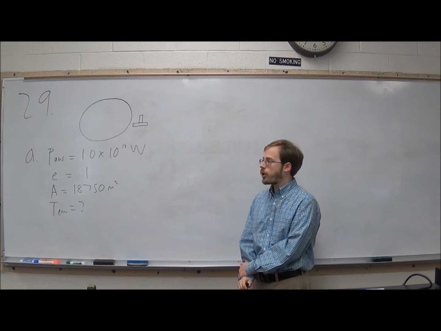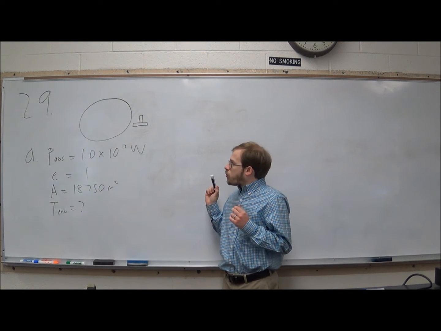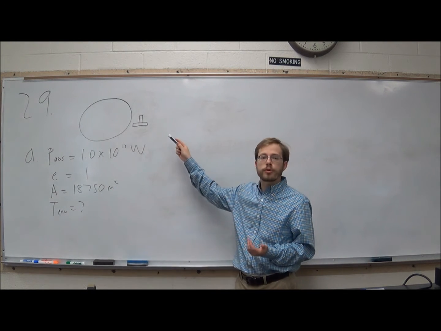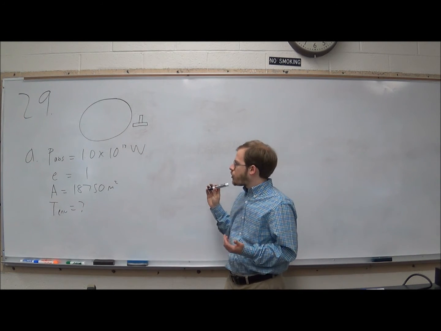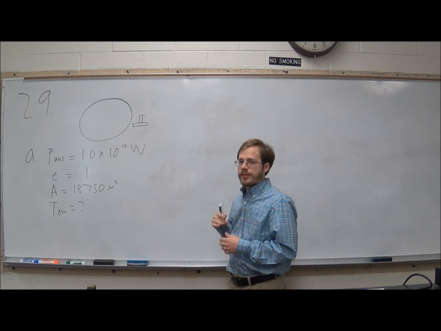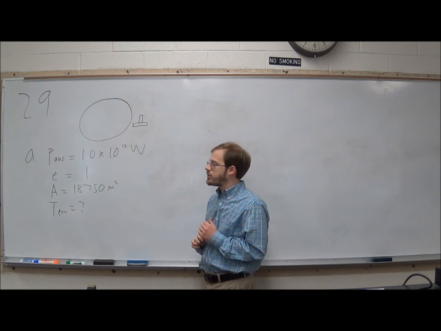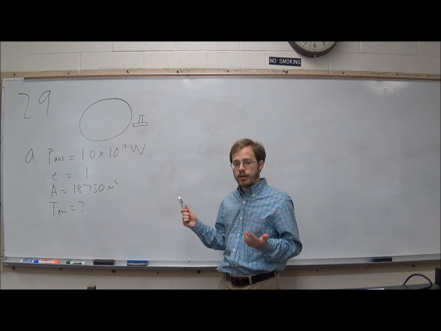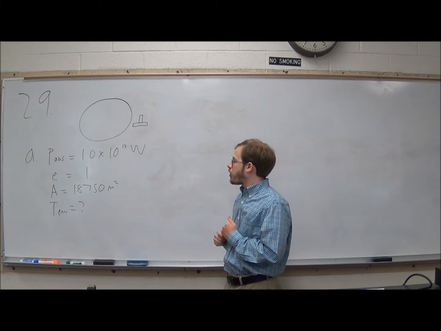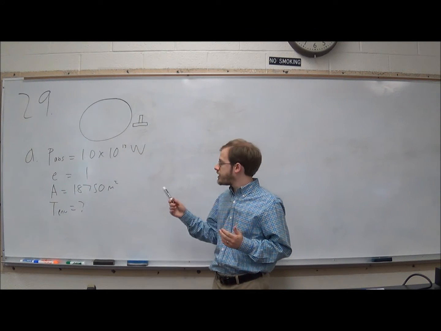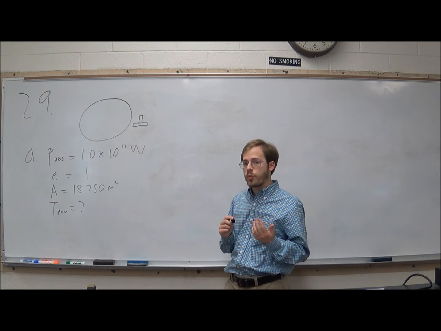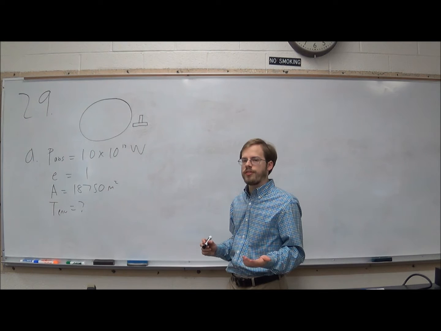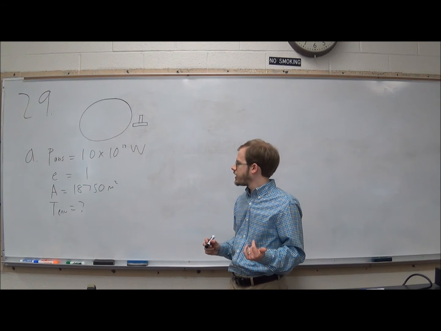So in part A, we're asked, what is the temperature of the environment where the ship currently is? We're told that the power absorbed by the Daedalus at this point is 1.0 times 10 to the 13 watts. The emissivity of the Daedalus is 1. The cross-sectional area of the Daedalus is 18,750 meters squared. So from here, we're asked to solve what the temperature of the environment around the Daedalus is.